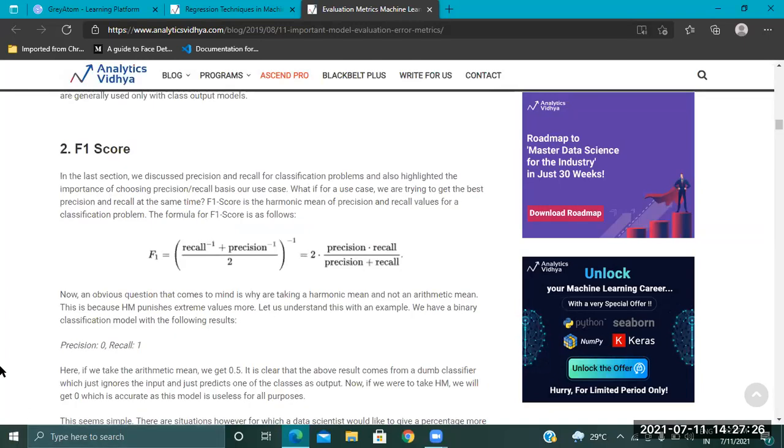F1 score. As I already discussed the harmonic mean in the previous class, what do you mean by harmonic mean? It is nothing but recall inverse plus precision inverse by 2, whole inverse, which is nothing but 2 into precision dot recall by precision plus recall. This is known as F1 score. F1 score is nothing but a harmonic mean. By using the harmonic mean, we will represent the model accuracy or model score. So for this model I got an 80 score. We will use the precision F1 score.